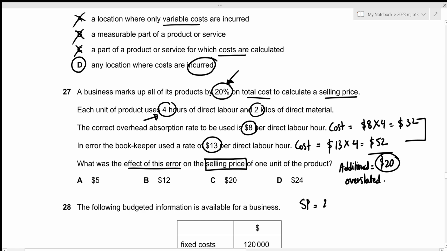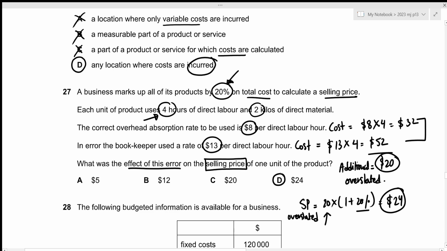So that's just 20 times 1 plus 20%, because we're utilizing markup on cost to figure out the selling price. But this is selling price overstated. This gives the value of 24, which is the correct answer we're looking for. That is given in option D.